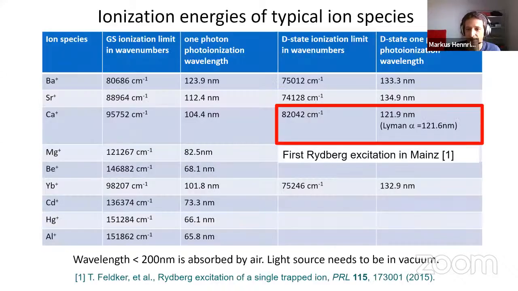Nevertheless, the first Rydberg excitation in Mainz, the second group that is doing Rydberg ions, used a laser a little bit above 120 nanometers for Rydberg excitation. They operated that for some time and did experiments with that. But in the meantime, they also have a system for two-photon excitation of Rydberg states. The advantage is that you then have wavelengths above 200 nanometers. You can operate it much more easily.